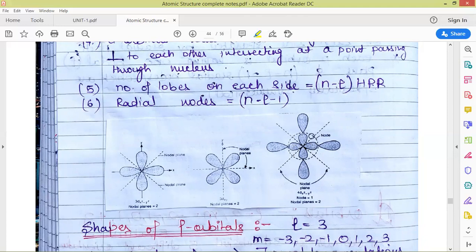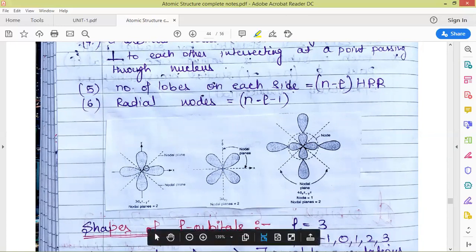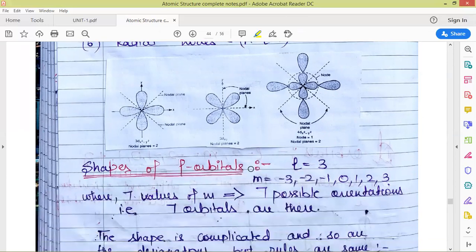That is why they are called radial nodes, because these are spherical in shape. So this will be present, and the size of 4d orbitals is always bigger than 3d orbitals, based upon the value of n increasing, on which the radius of the shell depends.